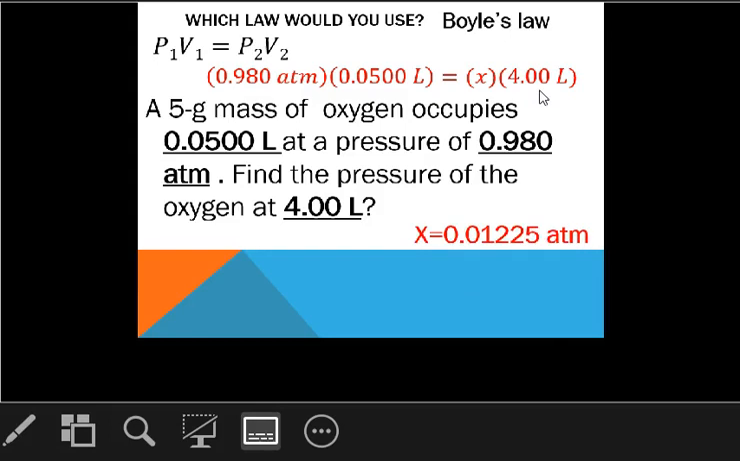0.01225 atmospheres. Why? Because the original pressure was in atmospheres. So the pressure you're solving for will come out in atmospheres. Before I even pick up my calculator with this question that says find the pressure, I already know that the units will be in atmospheres because the original pressure was in atmospheres.